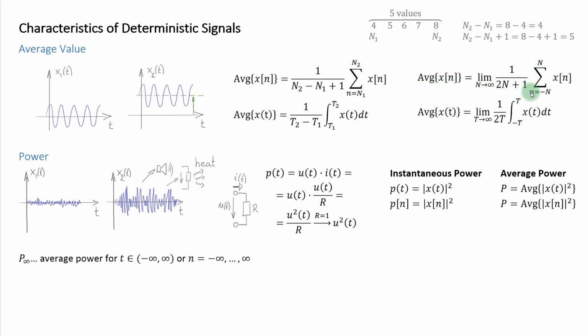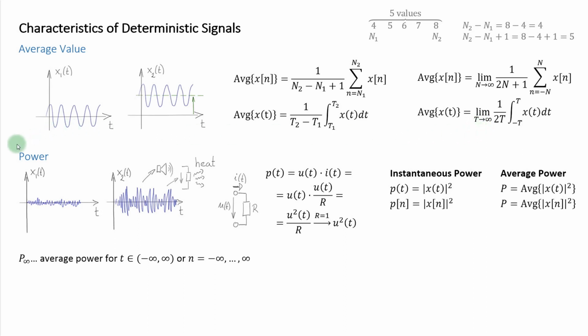First I will sum from minus n to n, then I will divide by the number of values that I have summed, and the entire expression is computed in a limit for n going to infinity. In the case of a continuous time signal, it's very similar. I will integrate the continuous time signal from minus t to t, divide by the length of the interval, and the entire expression is computed in a limit for t going to infinity. And that is all I want to tell you about the average value.